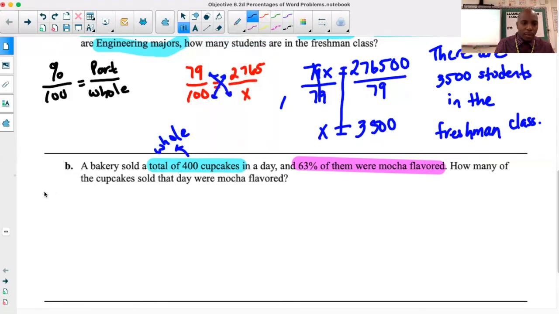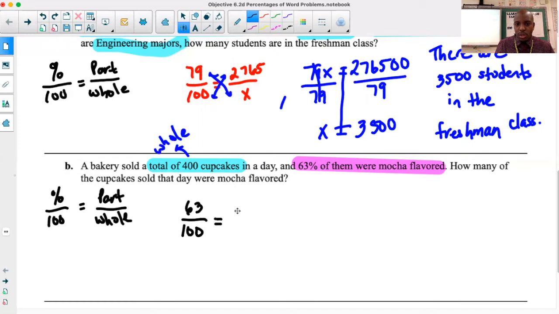So when I go to set it up, first thing I'm going to do when I start it off, I'm going to write percent over 100 is equal to part over whole. Now I'm going to fill in the information that I know. They did tell me the percent. So I have 63 all over 100 is equal to the part. I do not know the part. I do not know how many mocha flavored cupcakes are sold. But I do know how many cupcakes in total were sold, which is 400. Now that I have this all set up, I can cross multiply and I can solve.